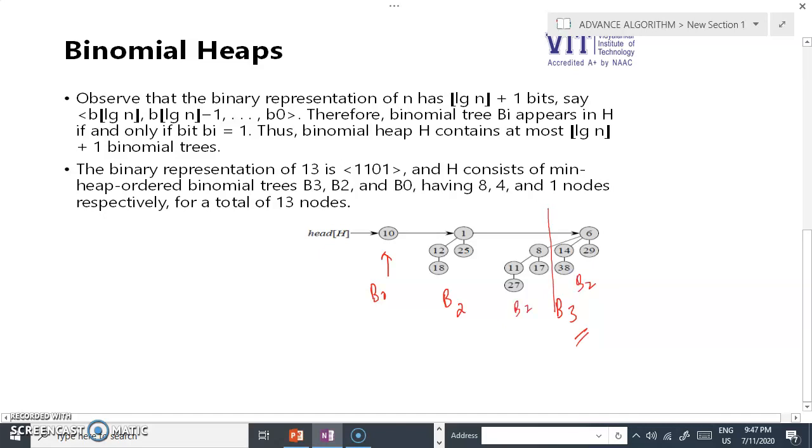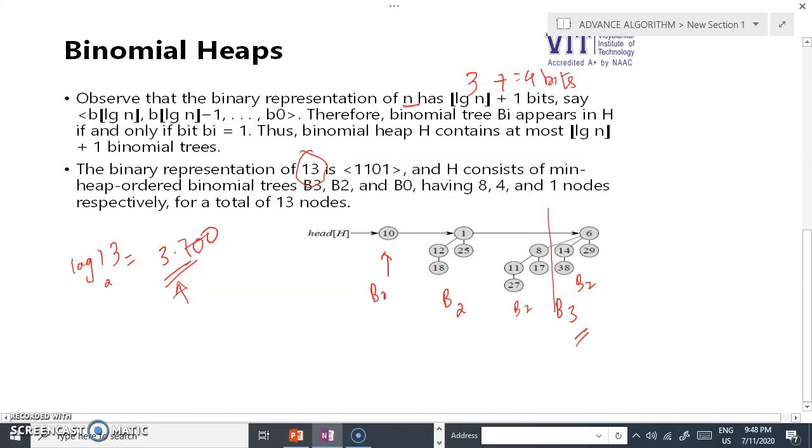So what is a binomial heap? It says that observe a binary representation of n. Now a binary representation of n will have lower bound log n plus 1 bits. Now why am I saying lower bound log n plus 1? Let's say 13. If you see log of 13 to the base 2, you will get something like 3.700, but I'm talking about lower bound, correct? So here it will be 3. So it is 3 plus 1, 4 bits.